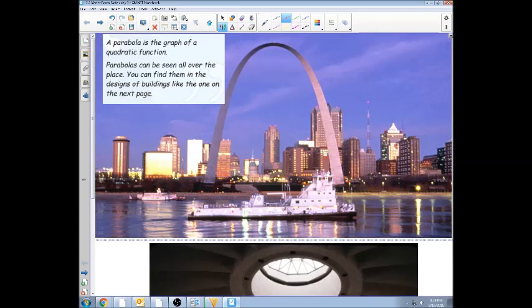This lesson is for my General Algebra 2 class. This lesson is 2.1, Graphing Quadratics in Vertex Form.